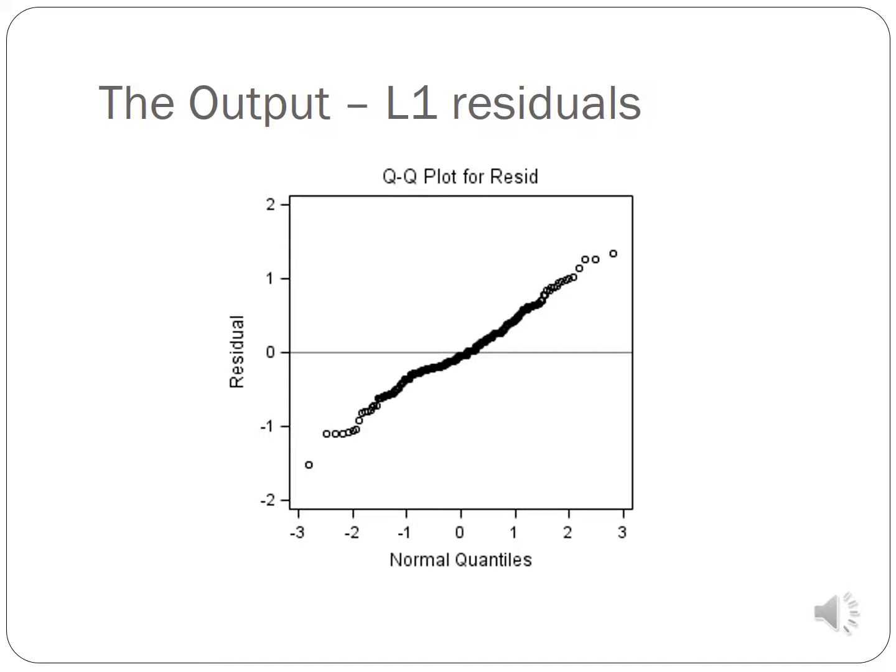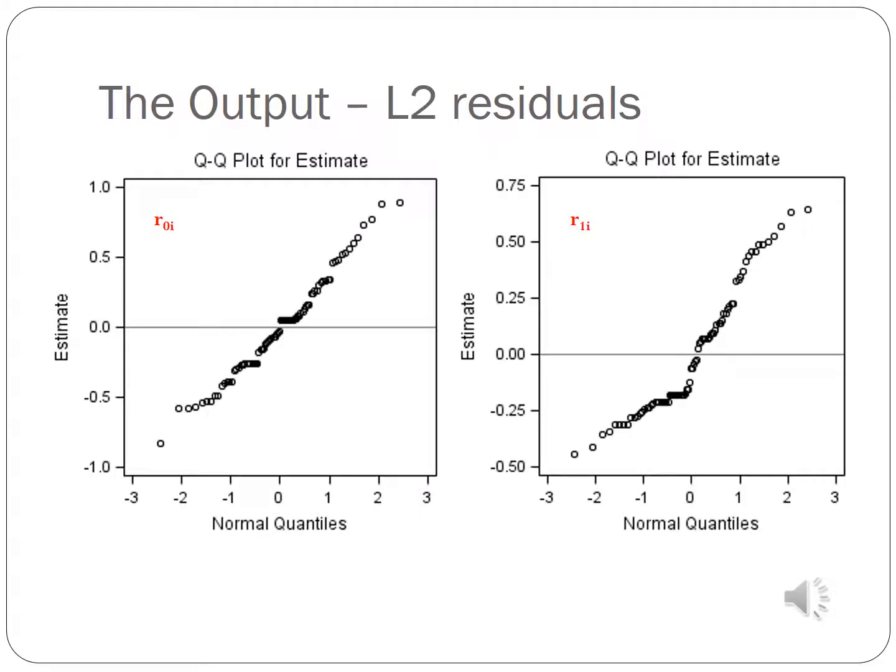So for the example that Singer and Willett present, here is the level 1 residual plot. And as you can see, that's pretty neat. There are very few outliers at the ends, and it looks very, very linear. So we're good here. For level 2, we're getting 2 residuals, one for the intercept and one for the slope. And as you can see, both here look pretty good. The one for the slope has a little bit more variation in it.